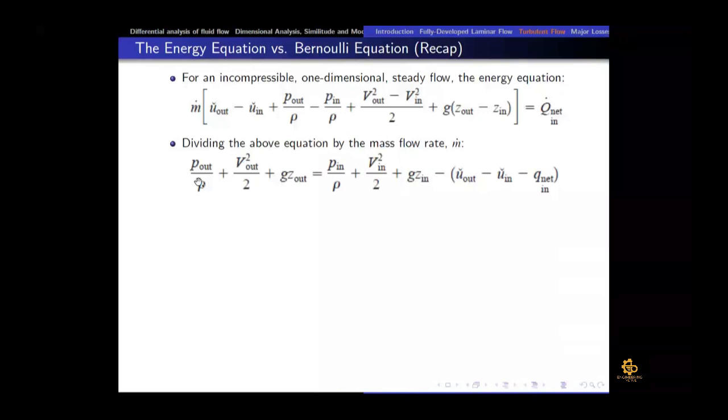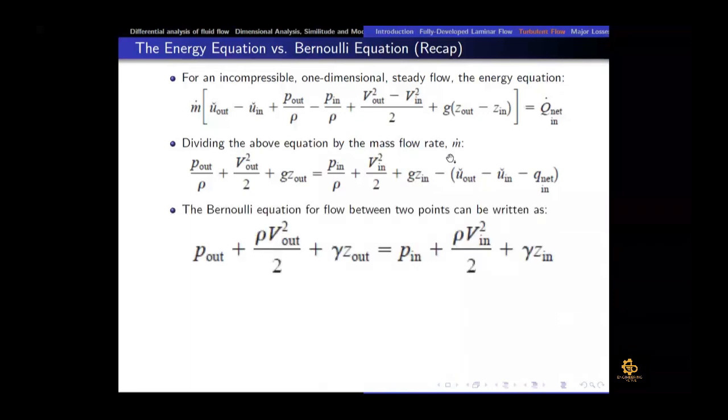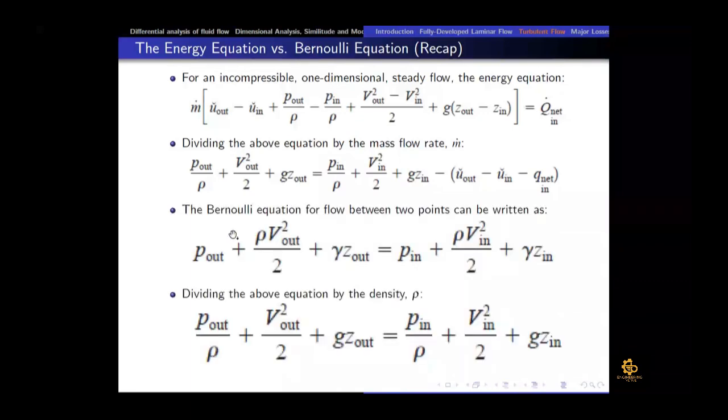If you see these three terms on the left hand side and the three terms on the right hand side, they also appear in the Bernoulli equation. And then there is an additional term on the right hand side, which is minus (u out minus u in minus q net in). This term is due to the friction losses. So for clarity, I have written the Bernoulli equation here.